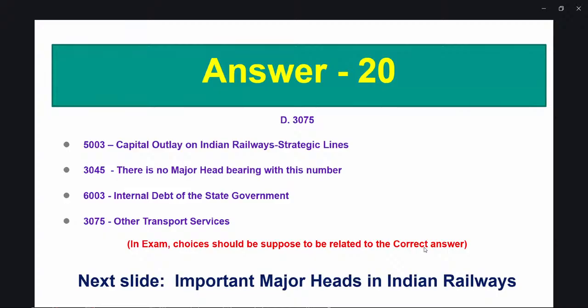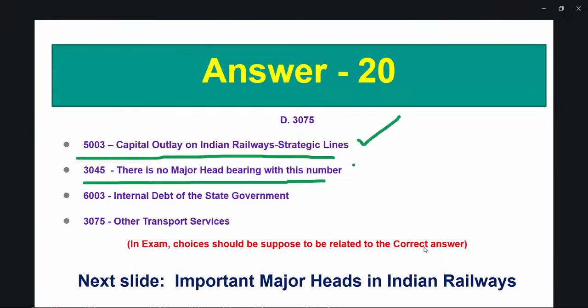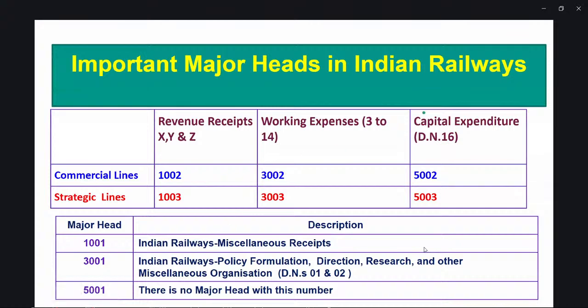This 5003 is the capital outlay on the Indian Railway strategic lines. 3045, there is no major head bearing this number. Internal debt of the state government is not important. See, this is the statement.